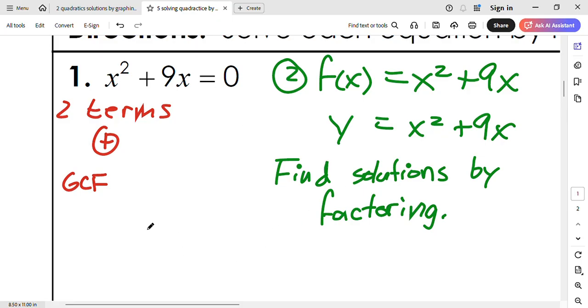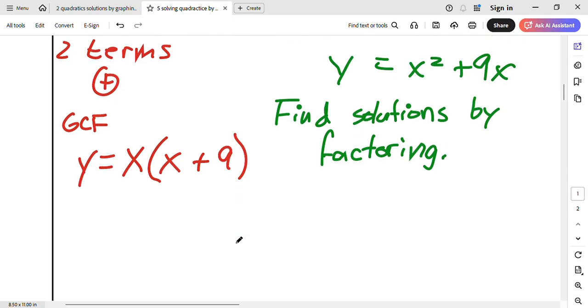All right. So I go y equals x times the quantity, what's left? x and a positive 9. x plus 9. Okay, so now I factored it. But how does factoring give me solutions, the x-intercepts? Well, remember, x-intercepts have a y value of 0. So I'm going to make my y into a 0: 0 equals x times x plus 9.